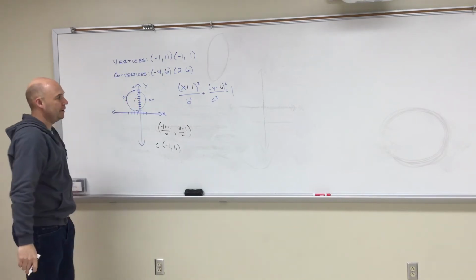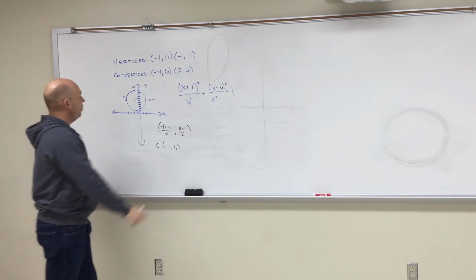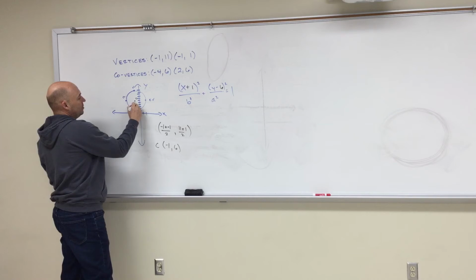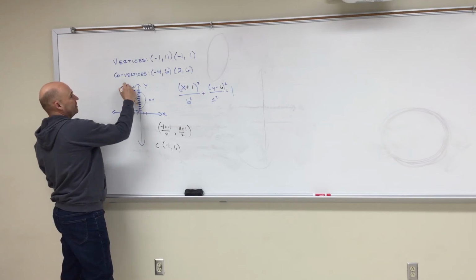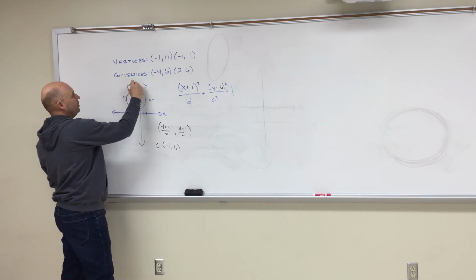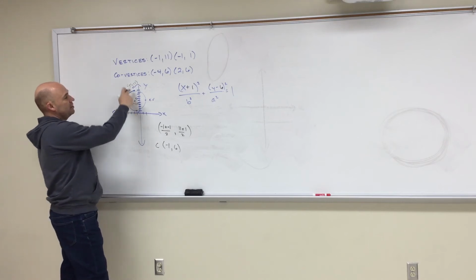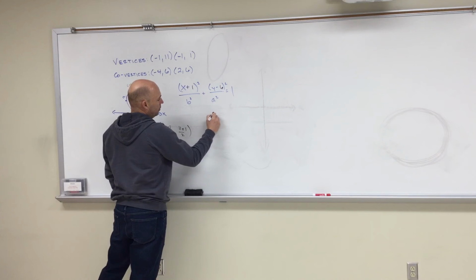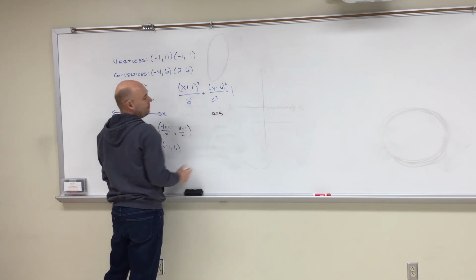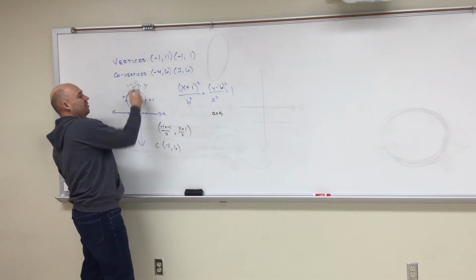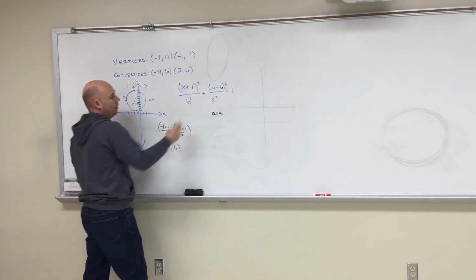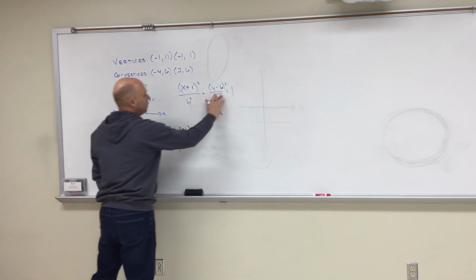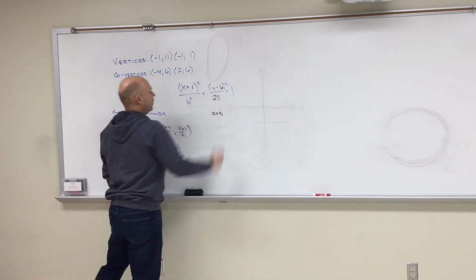That completely makes sense. So how far is my center away from my vertex? All right, so if I'm at negative 1, 6, and my vertex is at negative 1, 11, how far is negative 1, 6 to negative 1, 11? My a value would be 5. Okay, so if my a value is 5, because negative 1, 6 to negative 1, 11 is 5 spots, this a squared value is going to be 25.